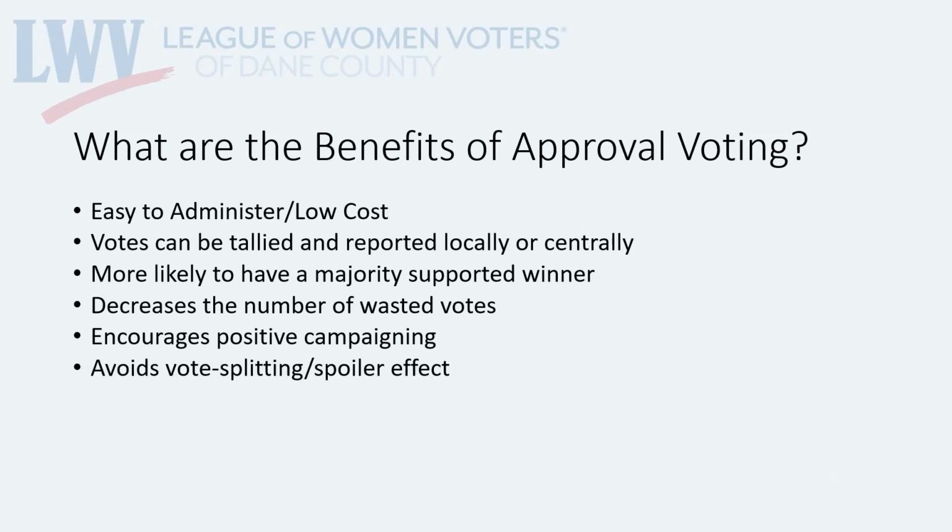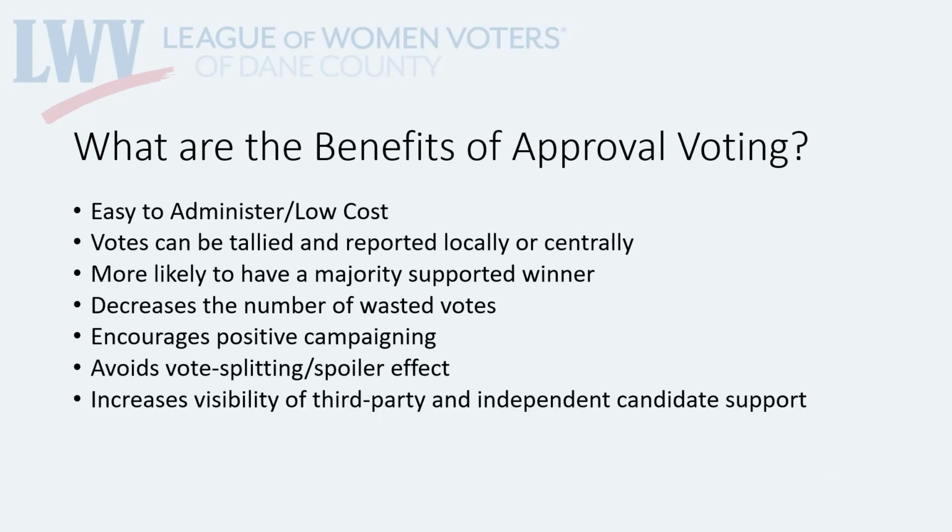Approval voting avoids vote splitting, also known as the spoiler effect. Since voters can choose all of their favorites, their vote doesn't get split. Approval voting increases visibility of third-party and independent support. Even if these candidates don't win, when their true support is visible, winning candidates are more likely to pay attention to the platforms and voters of third-party and independent candidates.